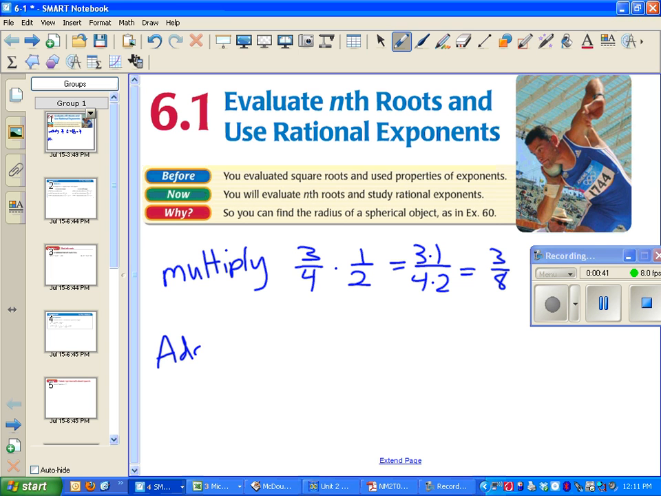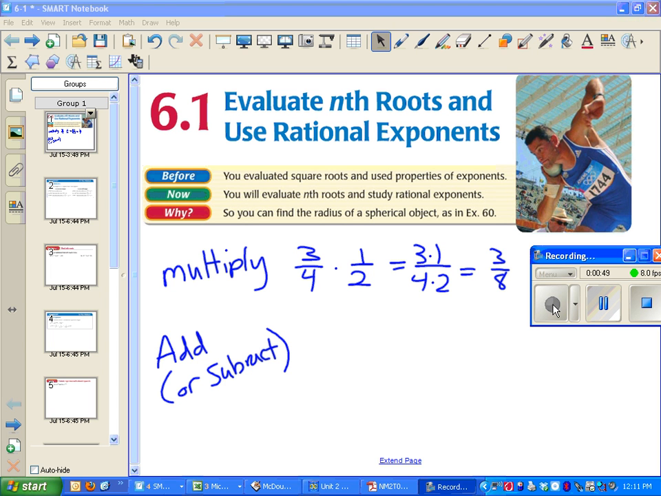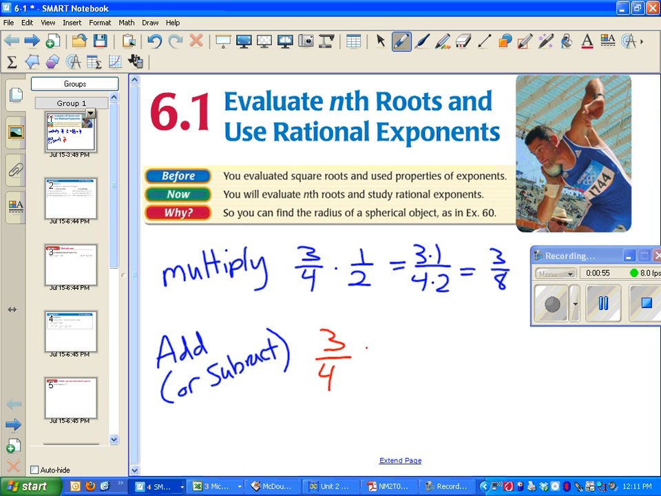When we add or subtract, we need to find a common denominator. So if we were doing 3/4 plus 1/2, it's basically how many you have on top to the name in the denominator. So when we add or subtract, we need to have the same name.